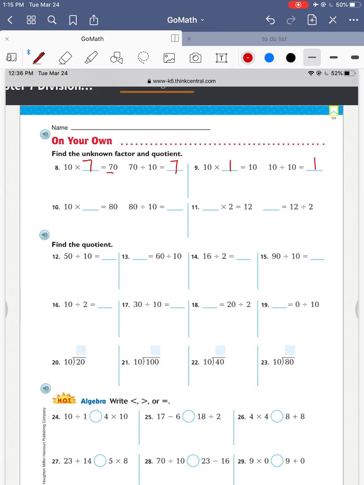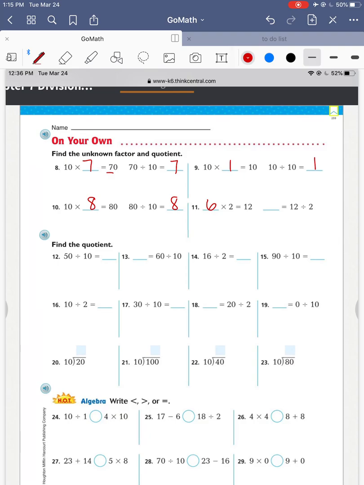One group of 10 gives us 10, so 10 divided by 10 is 1. 10 times 8 is 80. 80 divided by 10 is 10. Something times 2 is 12. So they're trying to trick you. Make sure you're paying attention.